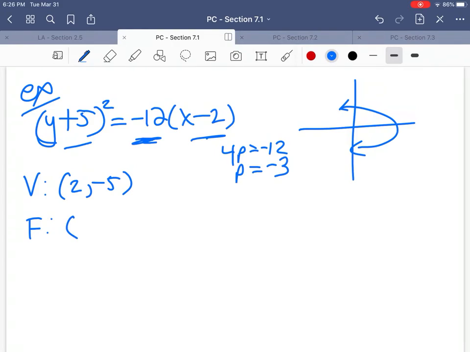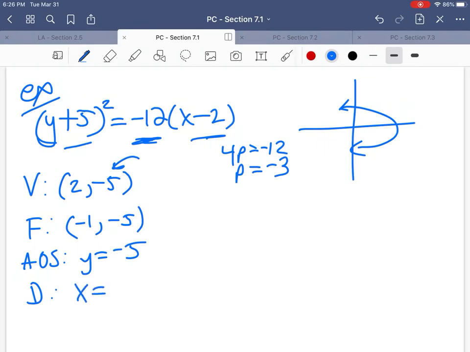So that means I have to do h plus p for my focus. And so h is 2, and plus negative 3 is negative 1. And then my negative 5 stays for k. My axis of symmetry in this situation is going to be y equals the k value. Well, this was the k value right here, so it's going to be y equals negative 5. And my directrix is going to be x equals, and remember it's x equals h minus p. So here was h, and so it'd be 2 minus negative 3, that is 5.